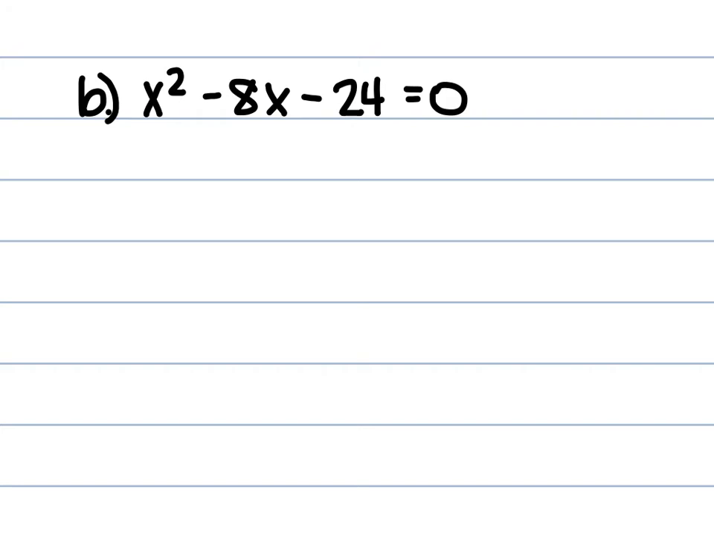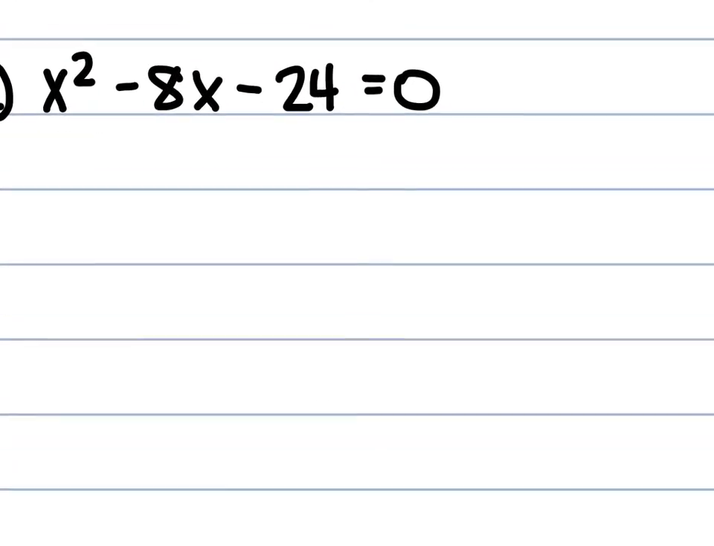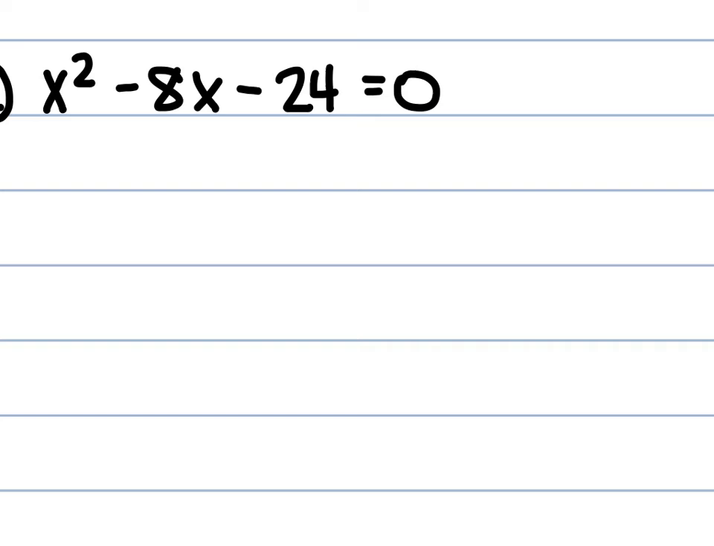Okay, let's just decide if this factors first of all. Are there two numbers that multiply to give me -24 that will add to give me -8? Because if there are, this will just be a little bit easier. No, I don't think so. I'm not finding any numbers.